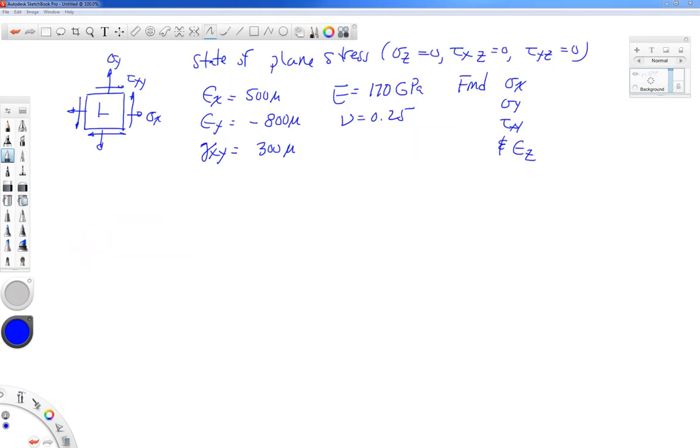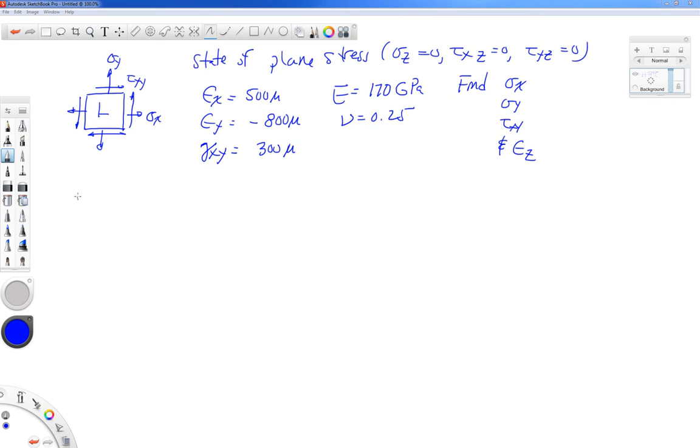Okay, so here's a typical question like that. Here we have a state of plane stress. We want to figure out what sigma x, sigma y, and tau xy are if we know the strains, epsilon x and epsilon y, and the material properties. We also know the shearing strain, gamma xy. We can use that to find the shearing stress, tau xy. After we find those in-plane stresses, we want to find out what the strain is in the z direction, epsilon z. All right, so we're going to set up our 3D Hooke's law.